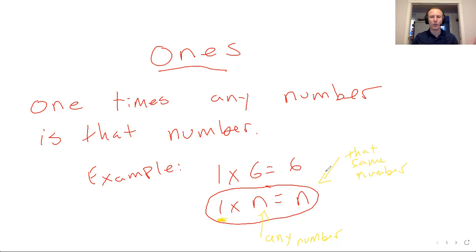So if 1 is one of the factors, whatever the other factor is also becomes the product. So 1 times 1 is 1, 1 times 10 is 10, 1 times 99 is 99, 1 times 300,000 is 300,000. Like the expression with the letter there shows with the variable, 1 times any number remains that number. Straightforward. Let's see how that relates to division.